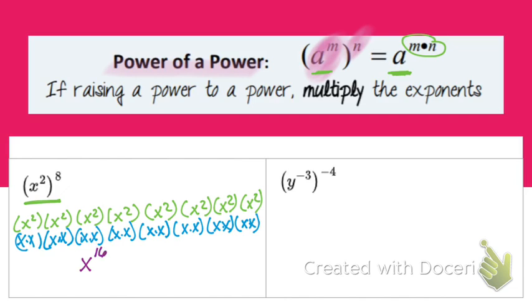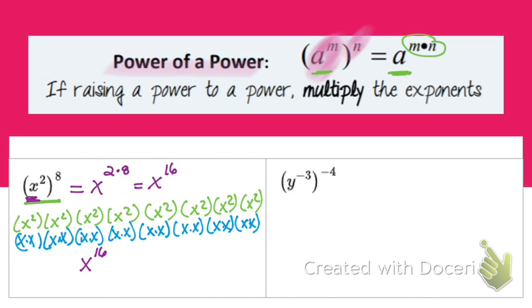Now, rather than doing all of that work, that's kind of ridiculous, isn't it? What I can do is use that new shortcut that I've just learned, where I keep the same base, so I keep the x, and I multiply the exponents. So I do the 2 times 8, and I get 16. So that's why the rule works, and then I can do a little bit less work moving forward and use this shortcut, this exponent rule.